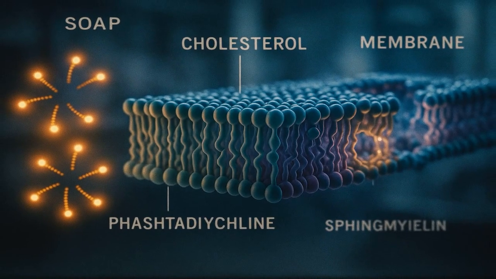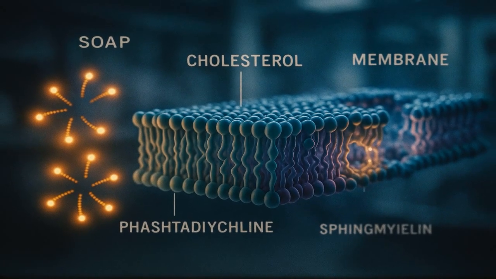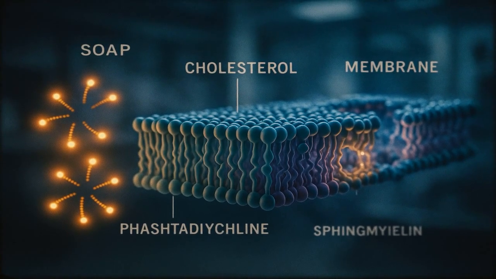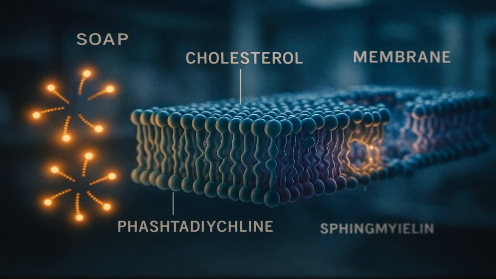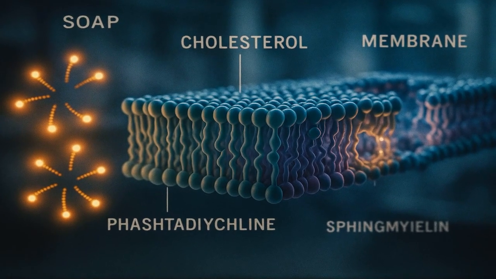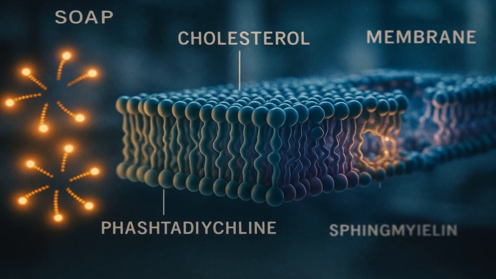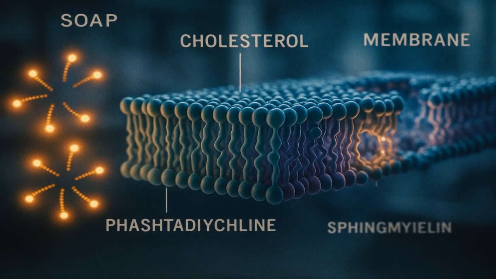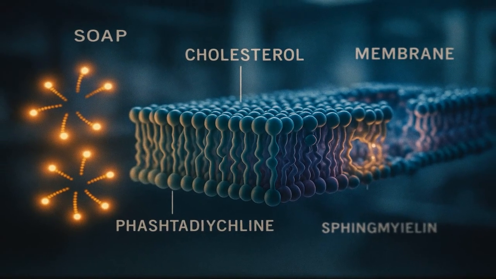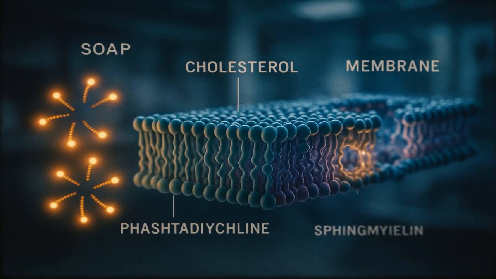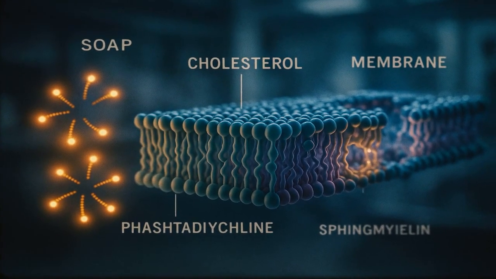The workshop had large vats. Residue tested positive for fatty acids and alkali. Finished bars were found, rectangular, stamped with maker's marks, identical to modern soap shapes. Pompeii was destroyed in 79 AD. This workshop was making soap almost 2,000 years ago, using the same process we use today, the same chemistry, the same product, frozen in time by volcanic ash.